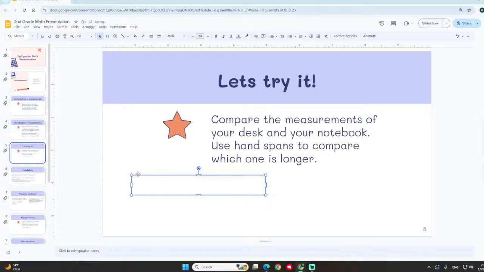Also, you have to use your own handspans to compare 2 different objects, because if you use your handspans for one object and another person's handspans for another object, the handspans won't be the same length. So you have to make sure the units are the same.